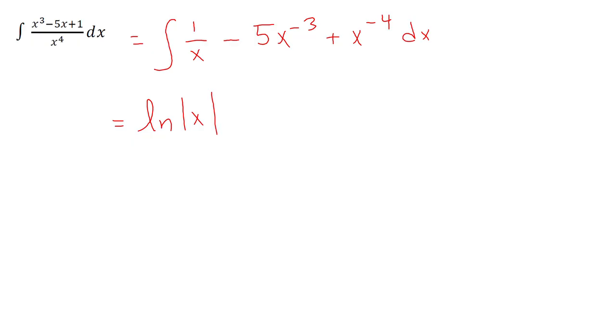And then if we go up to negative 4 and then up to negative 2, and then divide by negative 2, we're going to get a 5 over 2 x to the negative 2, which will be 5 over 2x squared, or 5/2 x to the negative 2. And then we'll go up to x to the negative 3 and divide by negative 3. So that'll be a minus 1 over 3x cubed. And then, of course, plus your constant.